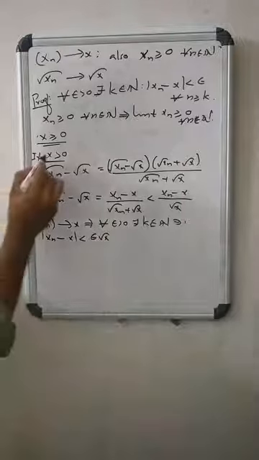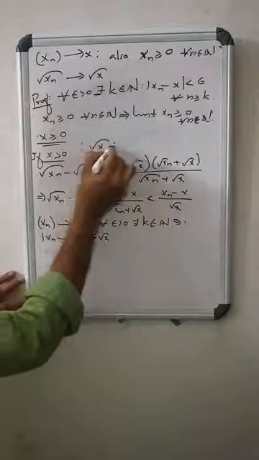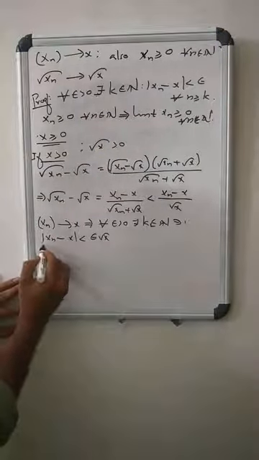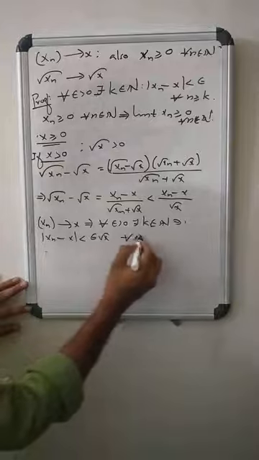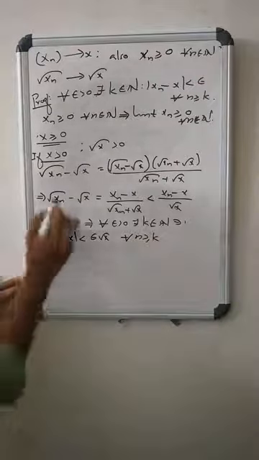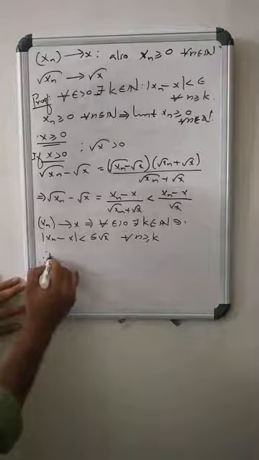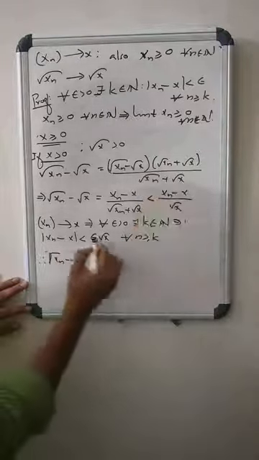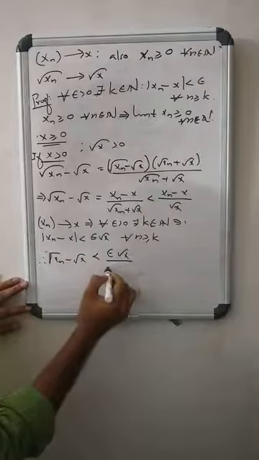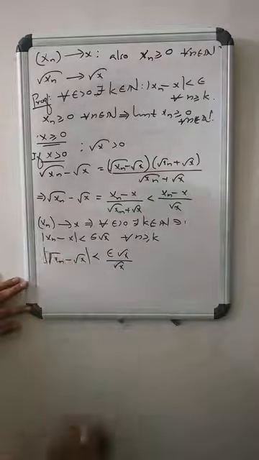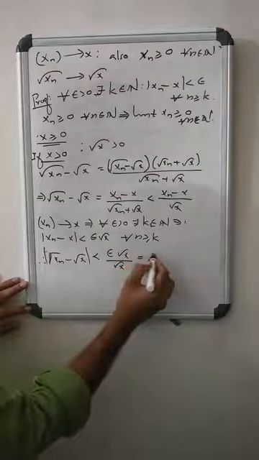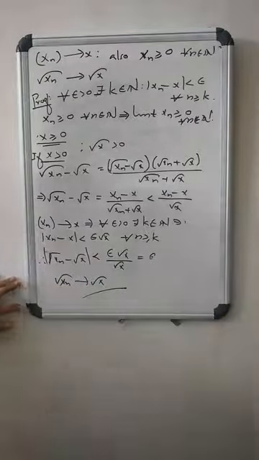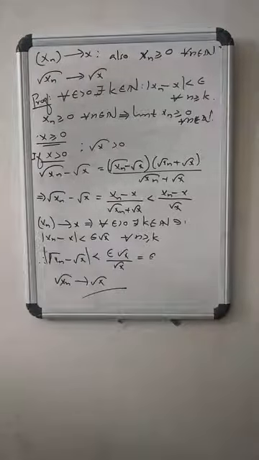Since x is positive, we know that root x is positive. Epsilon is positive, so epsilon root x is also positive. So modulus of xn minus x is less than epsilon root x for all n greater than or equal to k. Therefore, modulus of root xn minus root x is strictly less than modulus of xn minus x divided by root x, which is epsilon root x by root x. So modulus of root xn minus root x is strictly less than epsilon. That means root xn converges to root x. So when x is positive, the result also occurs.